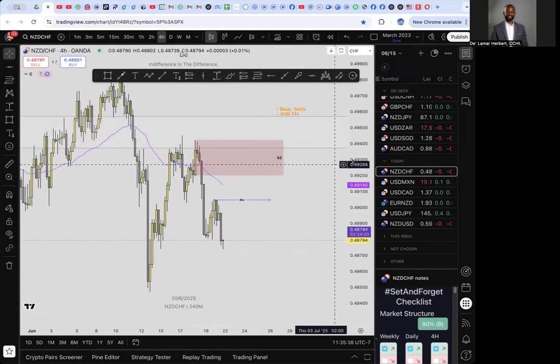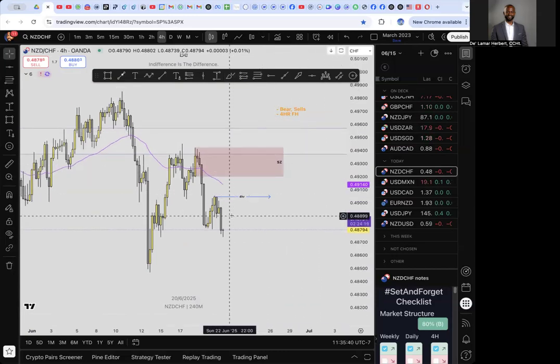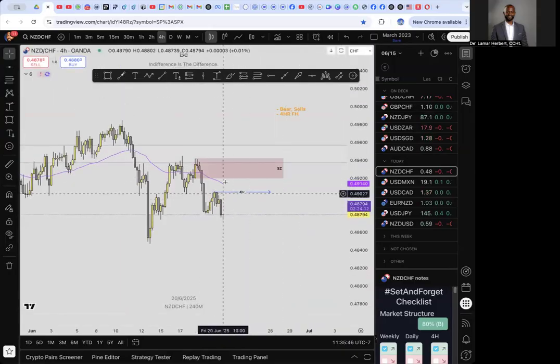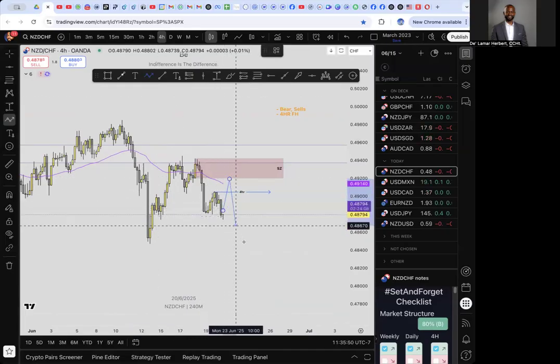All right, next we have NCD CHF. We're looking for sales here. We're in alignment here, daily and 4 hours in alignment. And so what we just need is a manipulation here. We get a manipulation here, a tap into the supply zone, and then we can shoot down.